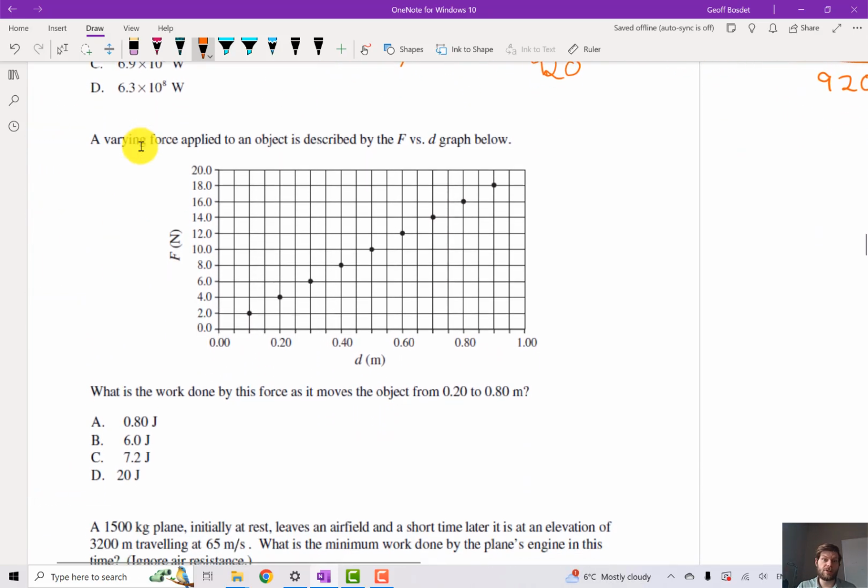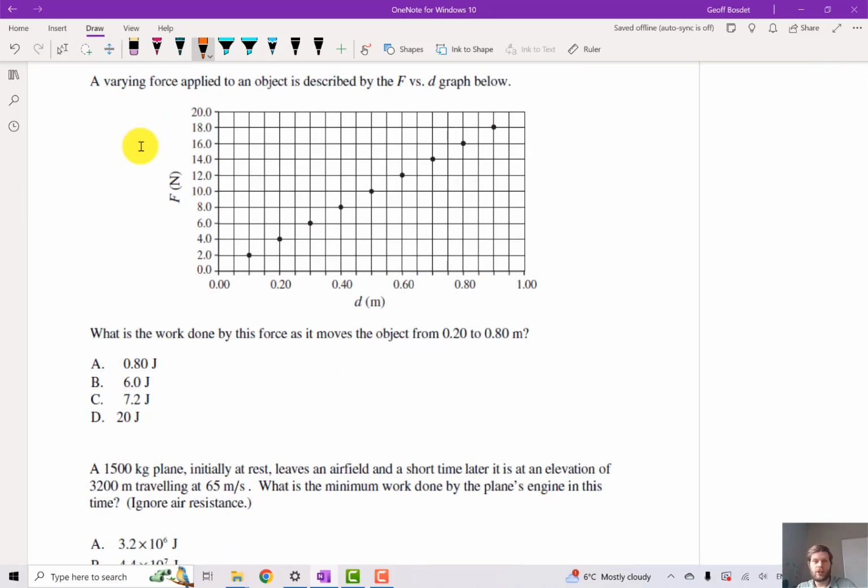Next guy, we got a force distance graph. Make sure you can handle this. Nothing too crazy though. Anytime your y variable times your x variable is something useful, area under the graph is that thing. And just like I mentioned at the beginning of this video, by the way, we want to know the area under the graph from 0.2 to 0.8. That gives us a base here of 0.6.